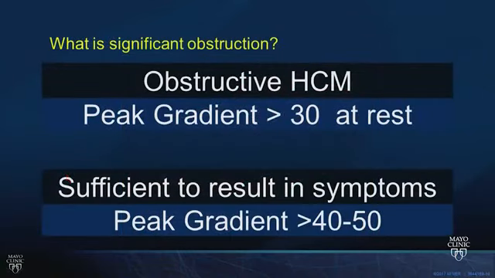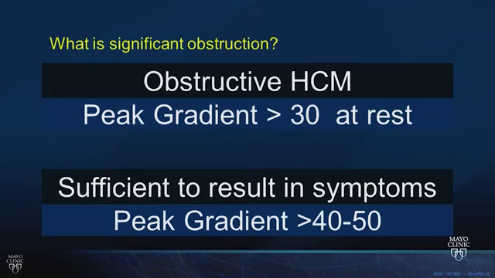Someone is defined as having obstructive physiology if they have a gradient of at least 30 at rest. They're called latent if it's less than 30 at rest and more than 30 with some provocation. We think that it takes a gradient of at least 40 to 50 to explain class 3 symptoms. So if you have someone who has no gradient at rest and it barely provokes to 30 and they can barely walk across the room, you should be looking for other causes of shortness of breath in that individual.